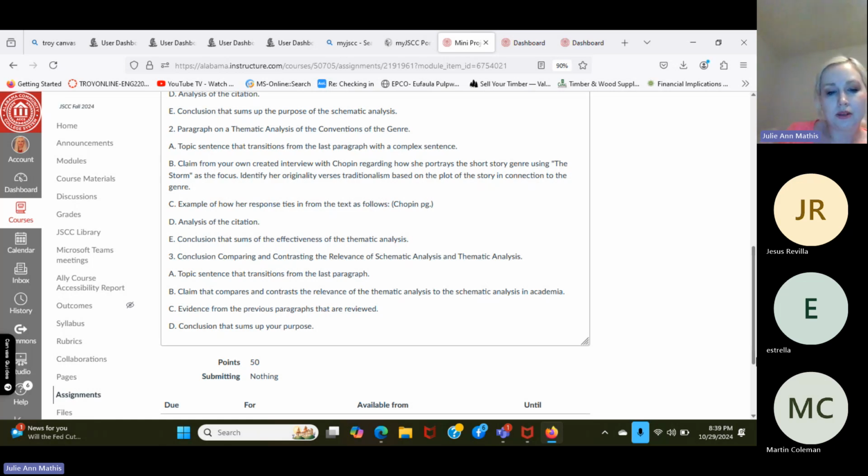But if you choose to have the conclusion paragraph, you would just state a claim that compares and contrasts the relevance of the thematic analysis to this schematic, and then just kind of go over the evidence that you showed and then conclude. And that's just an overview.